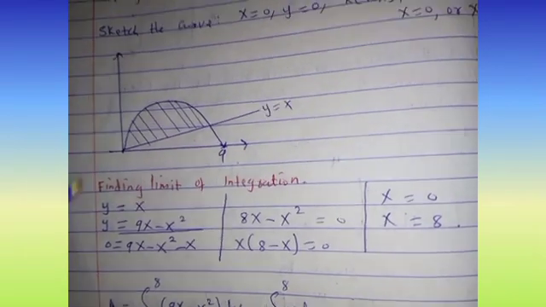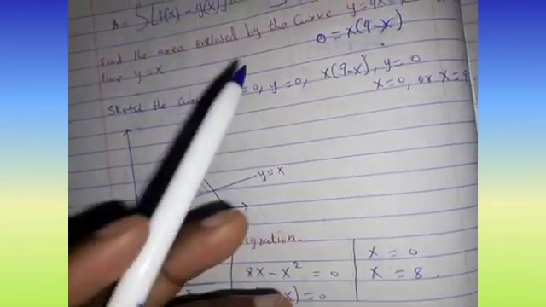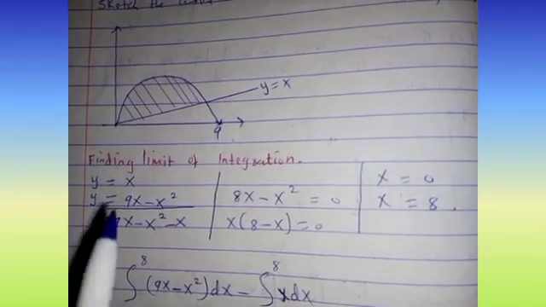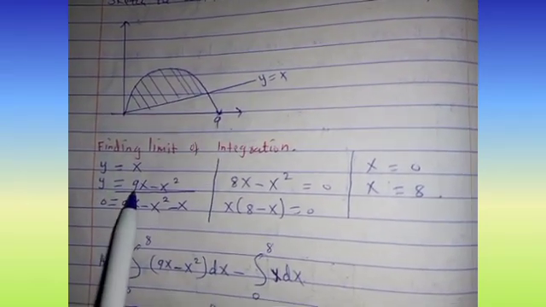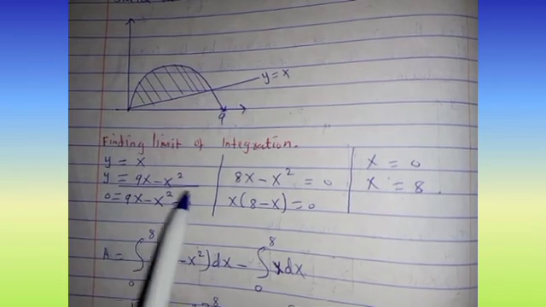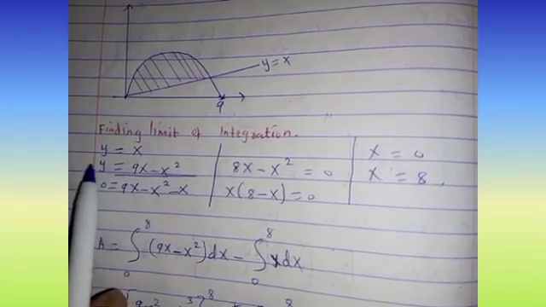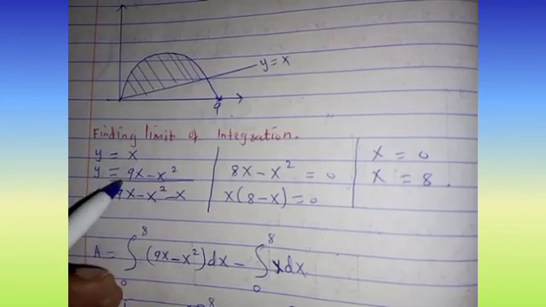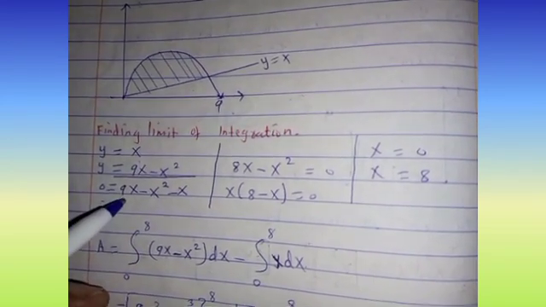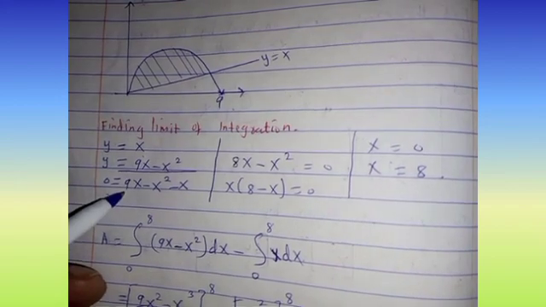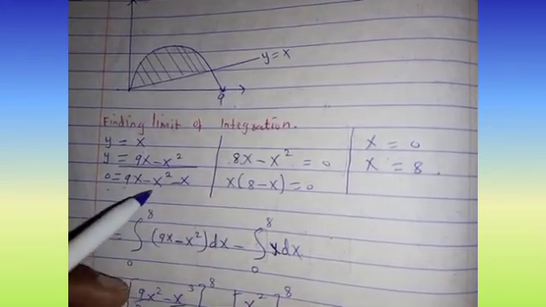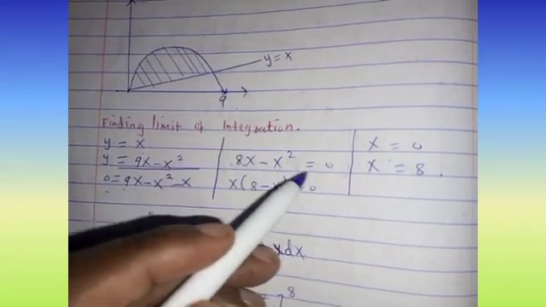So to get the limits of integration, what is done is that you equate these two. You have y is equal to x, y is equal to 9x minus x squared. So we subtract the two. On the left hand side, we are going to have y minus y is 0. On the right, x minus 9x, that gives us 8x minus x squared, which is equal to 0.